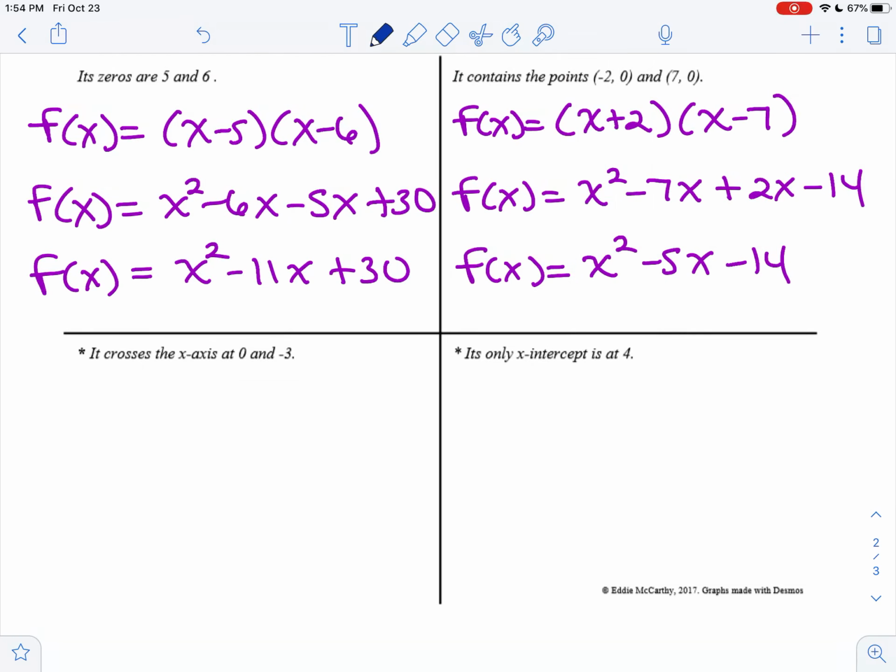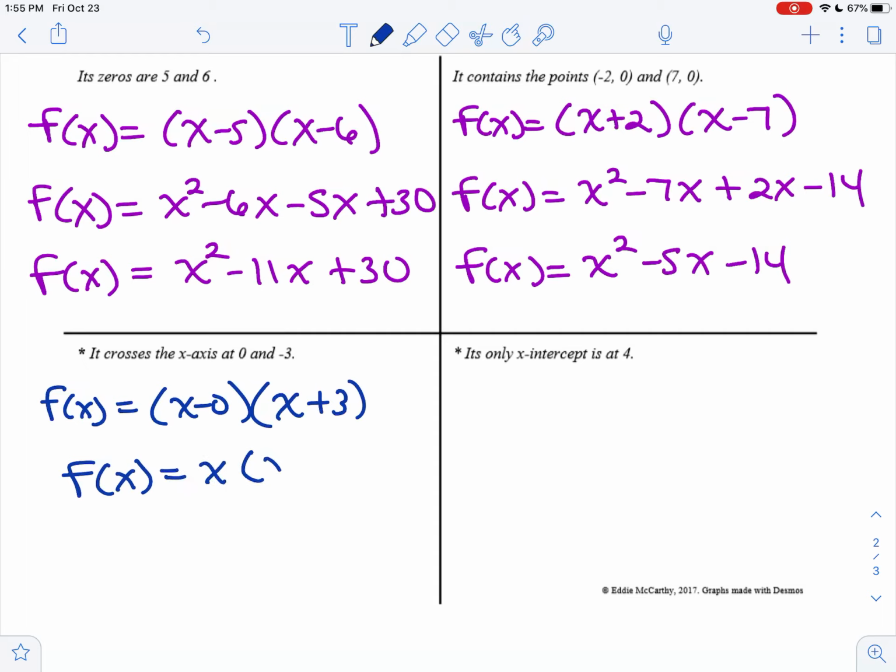Another way to say intercepts is to say it crosses the x-axis at, and it'll tell you the point. So in this case, at 0 and -3. Okay, so f of x equals, for 0, it's x minus 0. For -3, it's x minus a minus 3, so x plus 3. Well, that's just x times x plus 3. And when you distribute, you'll get x squared plus 3x.